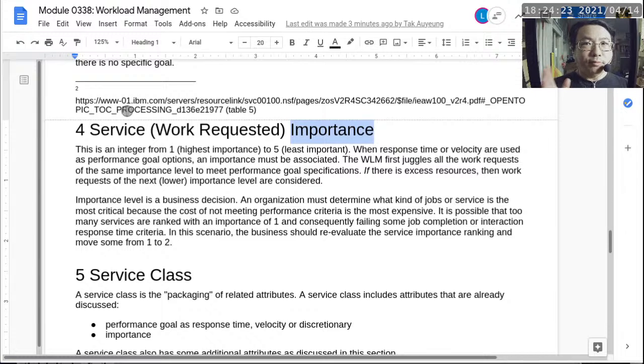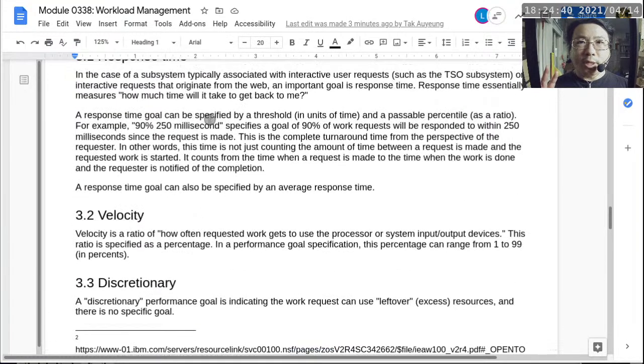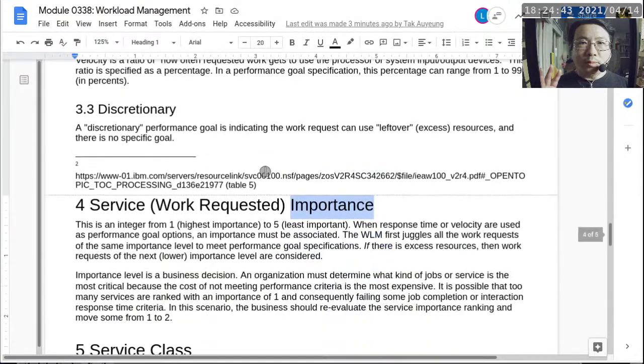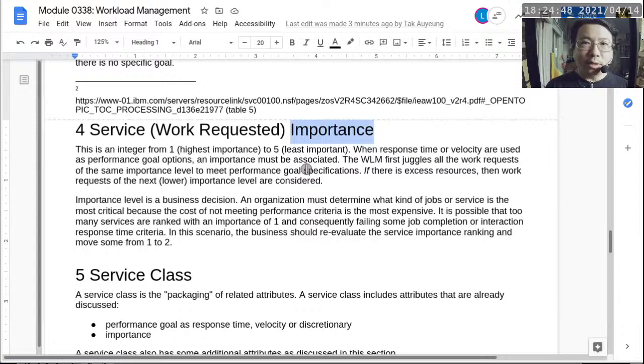Okay, so this is a really important number to associate with the surfaces, because it basically says if you have importance level 4, even if you specify a very high velocity or a very quick response time, it's probably not going to be met unless all of the other importance levels are done already. Have all the performance goals of all the more important surfaces met.